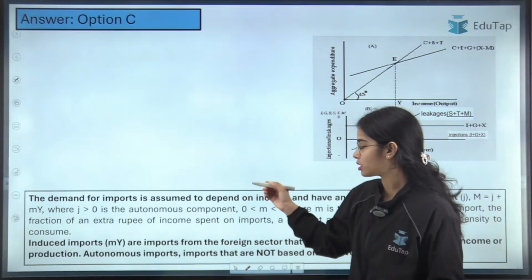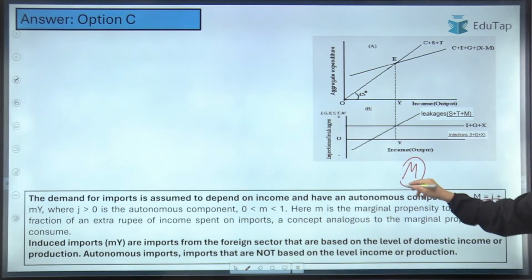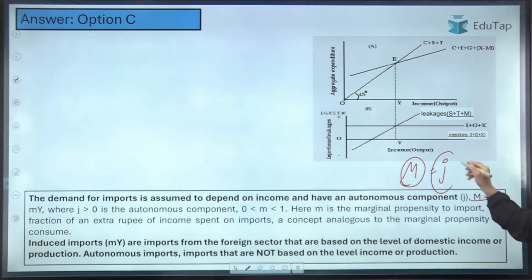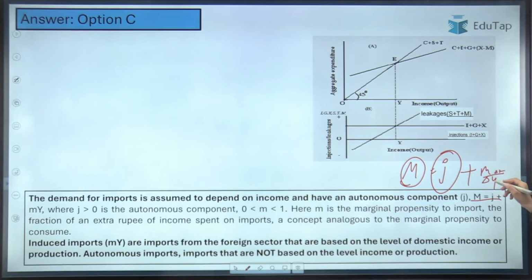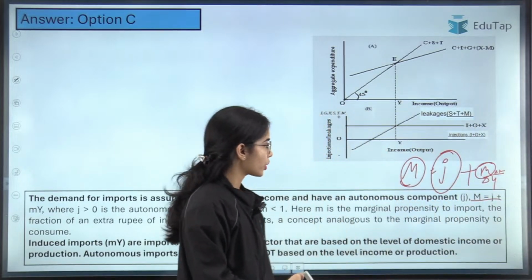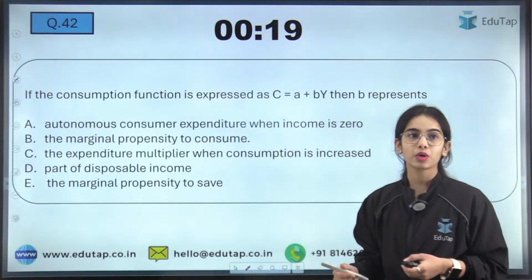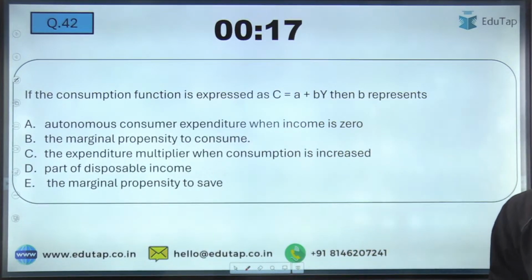That is your import. This is autonomous import that does not depend upon the current income of our country. Then with the increase in income, your imports are also increasing, so that is the marginal propensity to import multiplied by income. Okay, so this is the basic idea. Now coming to the next question, try to answer this question.